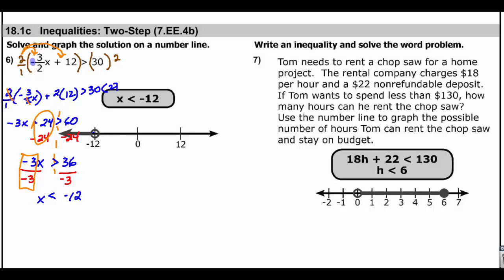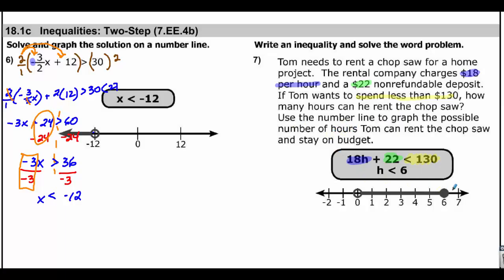Problem 7. So Tom wants to rent a chop saw to do a home project. The company charges $18 per hour. There's the 18 per hour. And they also charge a $22 non-refundable deposit. Tom wants to spend less than $130. Less than $130. Graph how long Tom can rent and stay on budget.